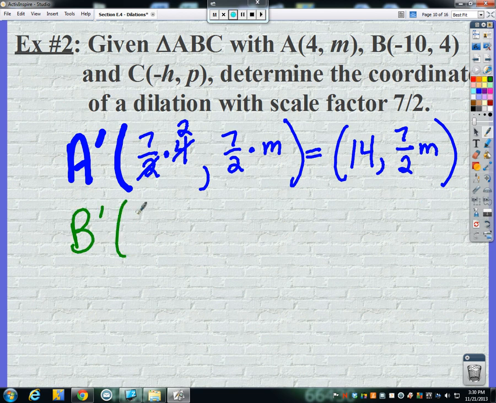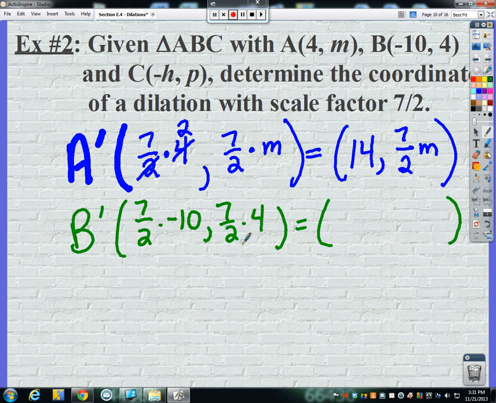B prime. Again, we're still multiplying with 7/2, but we're going to multiply with negative 10 for our x, and with 4 for the y. Well, we can go ahead and knock out this part because it's the same thing we did as the x coordinate for A prime. 2 knocks the 4 out, leaves a 2 factor left over, so we know we're going to get 14 for our y coordinate. Then over here, 2 cancels out with the 10 and leaves a factor of 5 left over, so it's 7 times negative 5, so it ends up at (negative 35, 14).